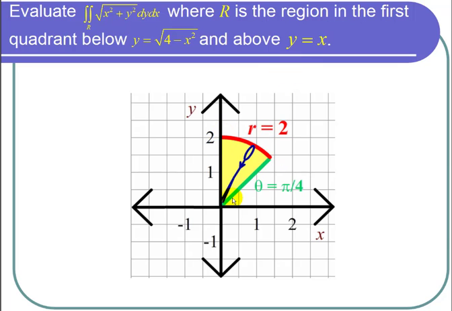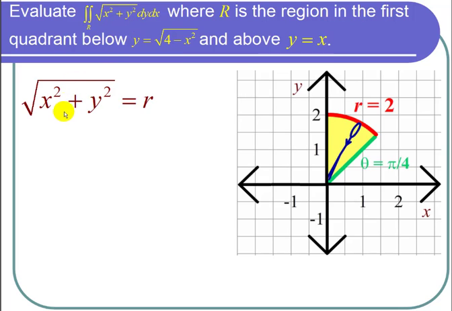And y equals x, that's this line that becomes theta equals pi over 4. And also, it's in the first quadrant, so I'm going to go to theta equals pi over 2, because that's the y-axis. For the square root of x squared plus y squared, in polar coordinates, that's just r. And then finally, dy dx converts to r dr d theta.